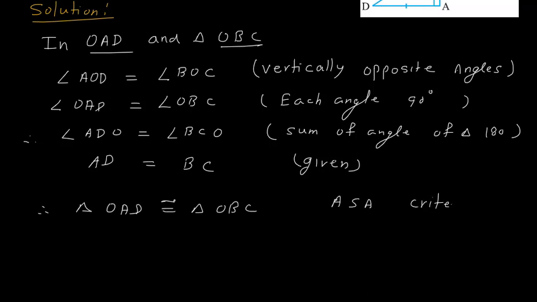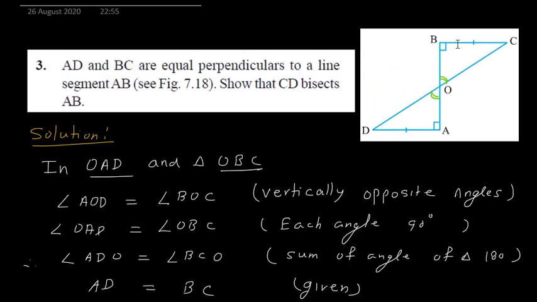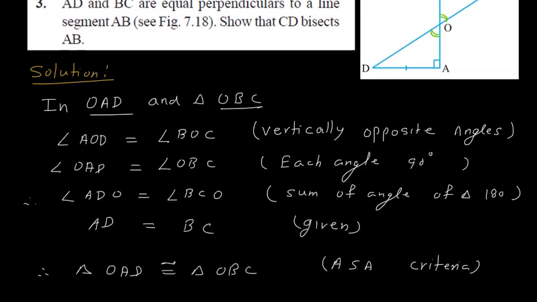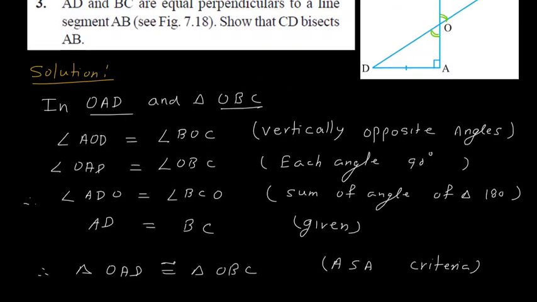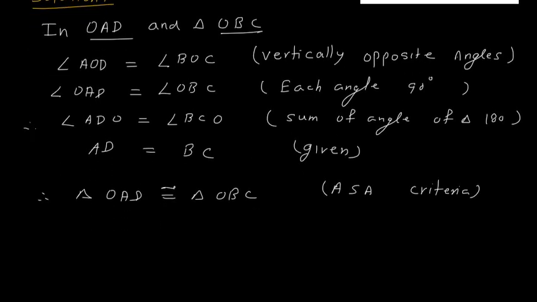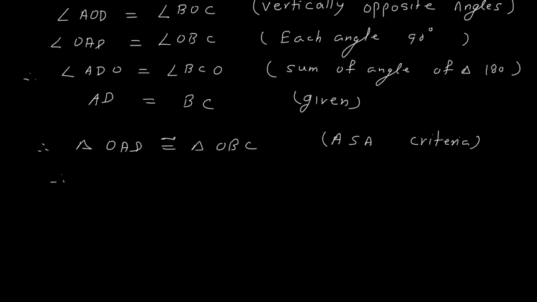You see angle side angle: angle D and angle C, then side AD and side BC, and then angle B and angle A. So by angle side angle, I will say that these two triangles are congruent. Now as these two triangles are congruent, AO and OB, so therefore OA is equal to OB. This is corresponding parts of congruent triangles.